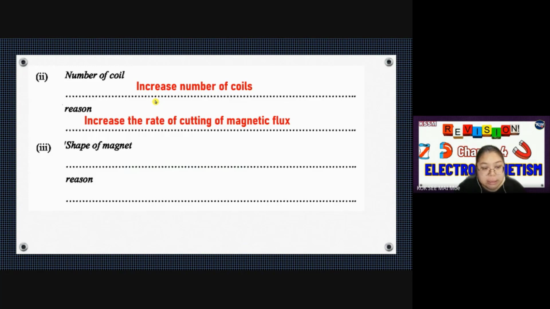Shape, we use the curve one. Just now I showed you the curved shape to produce a radial magnetic field. If they ask about the number of batteries, no, this one is not about the number of batteries. They ask you about the strength of the magnet, so you say increase the strength of the magnet. Then when it is cutting, it also increases the rate of cutting magnetic flux. They never ask you about the magnet itself; they ask you the shape of the magnet. So you say another reason: a radial magnetic field. Okay, so we go to the next.